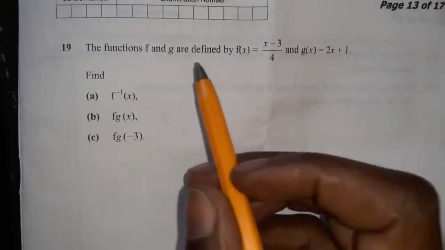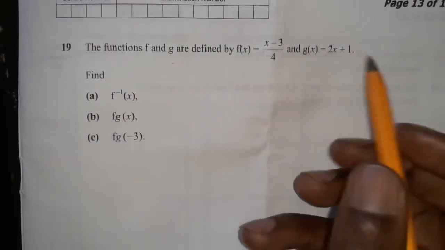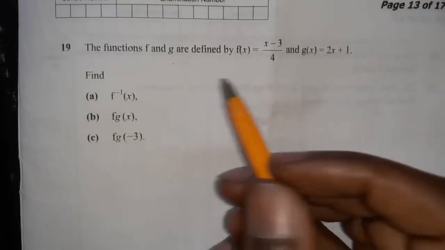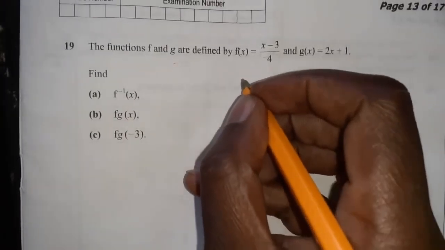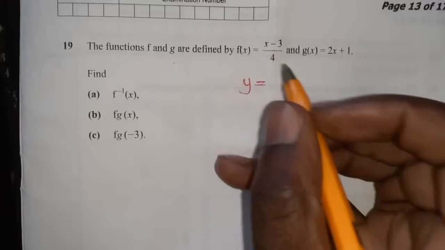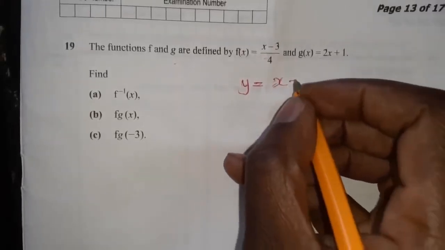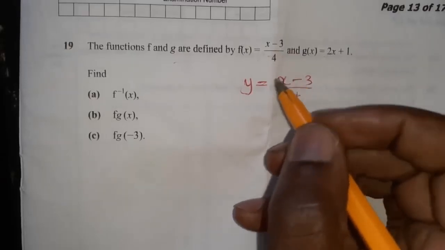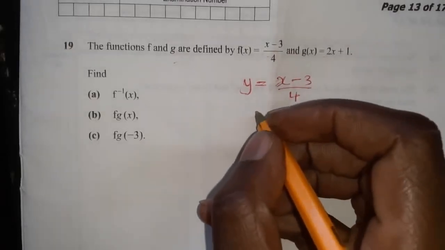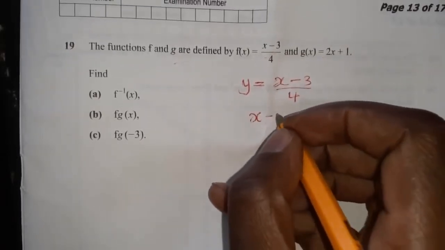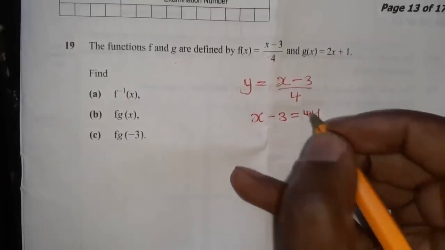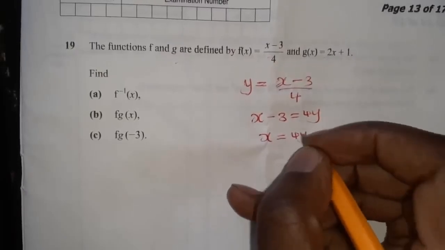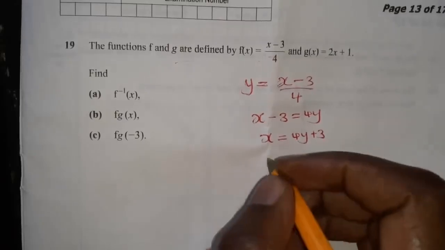So question 19, we have got these two functions here, f and g. The first one is saying find the inverse of f. How do we find the inverse? Where there's f(x), we write y, minus 3 over 4. Then we make x the subject of the formula. So meaning we're going to have x equals 4y. Okay? x equals 4y plus 3.